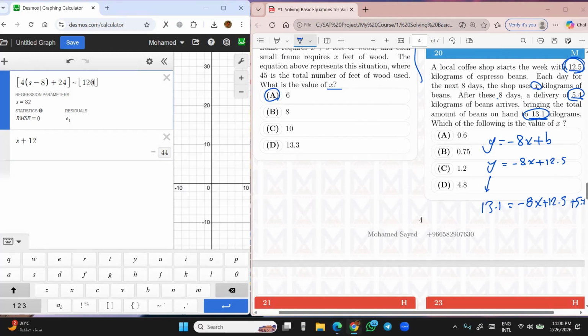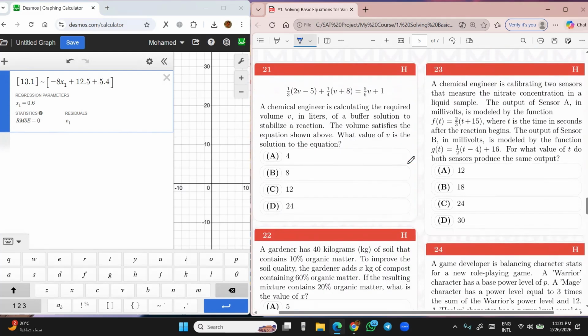So we can write everything here. If you understand the equation, it's easier to write everything. Understanding is the most important thing, because 5.4 is added to the amount that remained, and then the total will be 13.1. So on the left side, we write 13.1. And on the right, we write negative 8x plus 12.5, and then plus 5.4 to get the value of x, which is equal to 0.6, letter A.